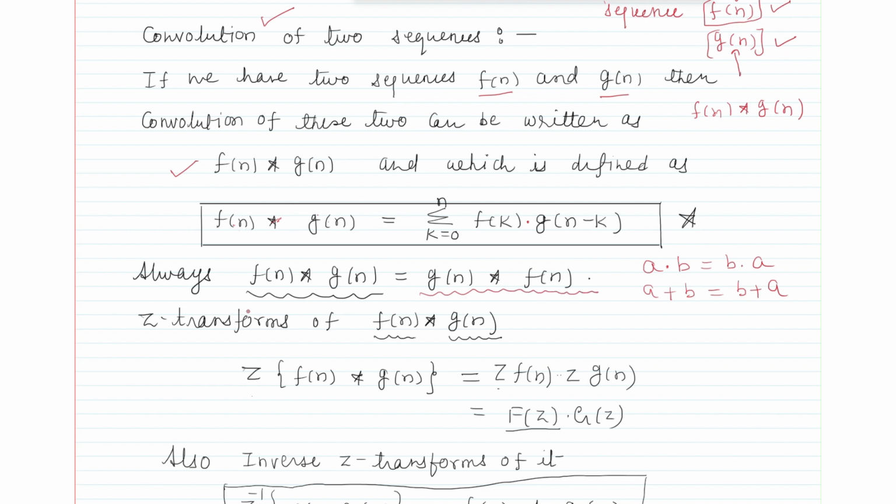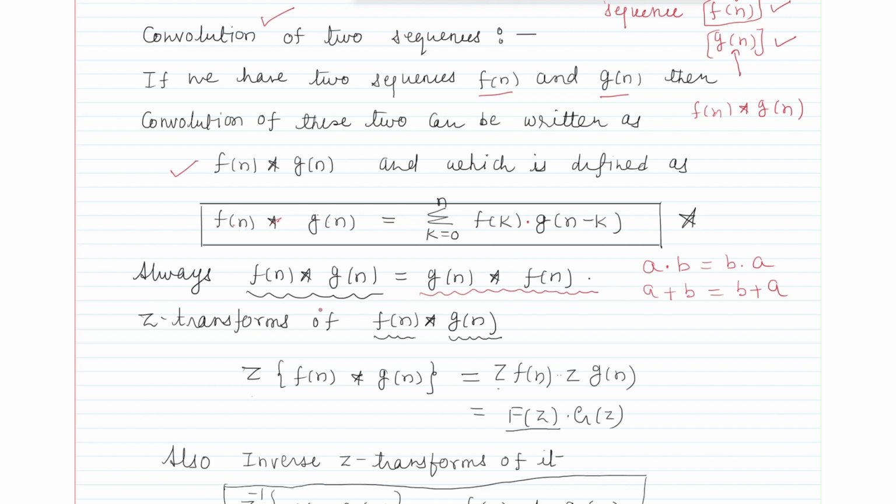So this is the property that convolution always commutes. It means convolution obeys the commutative law. If you write g(n) first and then take the star into f(n) next, there will be no effect. You will get the same answer.